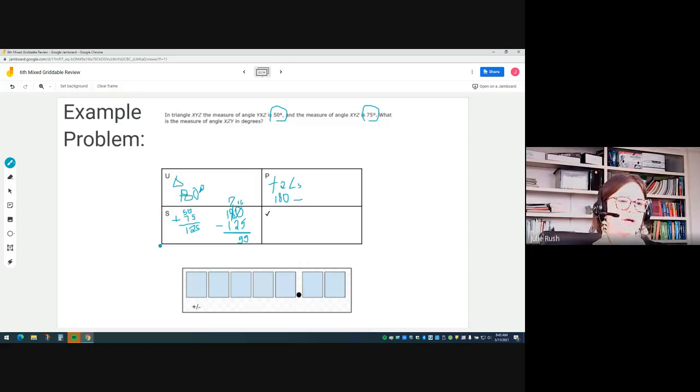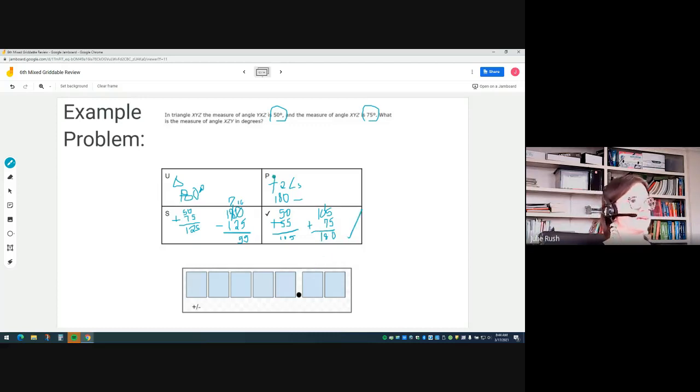How could I check it? Well, we know that all three angles equal 180, so I'm going to just add them up. So I'm going to do 50 plus 55, and that gives me 105. And then now I'm going to do 105 plus 75. 5 plus 5 is 10. Carry the 1, is 8. And I got 180. Good job.